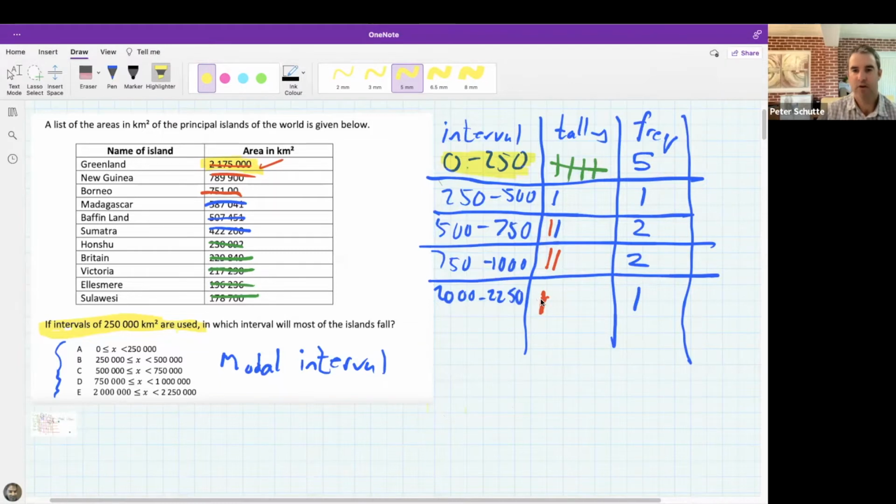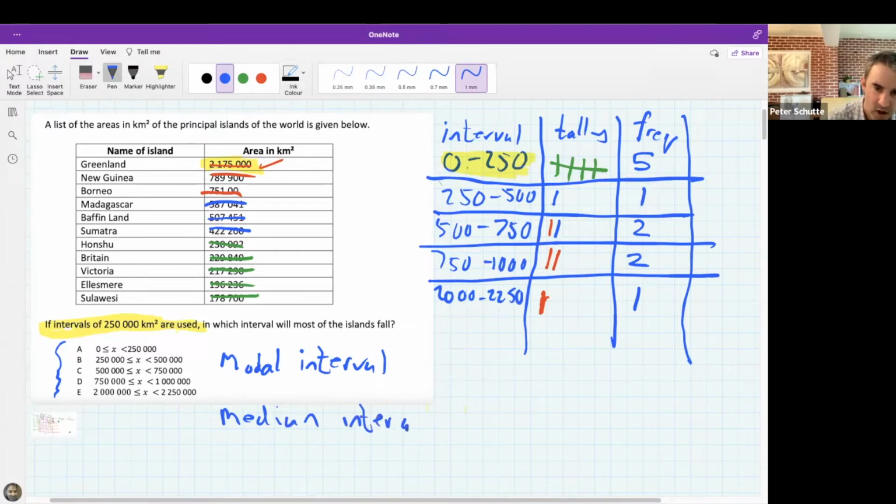Okay, so now, we've asked about the modal interval. I now want to find the median interval. You'll notice that when I deal with group data, a lot of the time we're asking for the interval, not the actual item. So it's the median interval, the modal interval, because we're dealing with intervals of data.